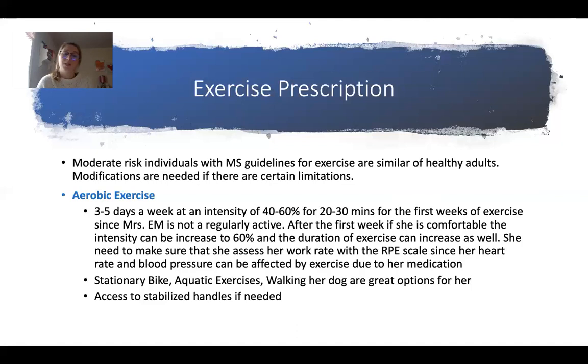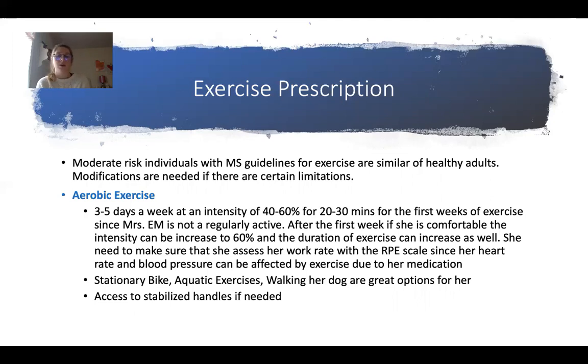For her exercise prescription, being at a moderate risk, individuals with MS have similar guidelines to healthy adults, and modifications are needed and can be put in if she sees fit. She should be doing aerobic exercise for 3 to 5 days a week at an intensity of 40 to 60% for 20 to 30 minutes for the first week of exercise so that she can become comfortable, since she was not regularly active. And then when she is comfortable, she can increase it to 60% and also increase the duration of the exercise as well.